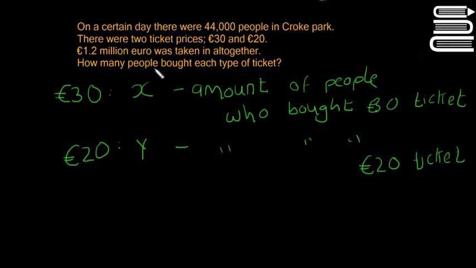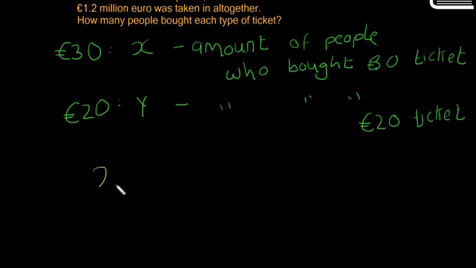two types of tickets, I'm going to do this in yellow. Our first equation is that x plus y is equal to 44,000, okay? Because everyone who bought a ticket had to have bought either a €30 ticket or a €20 ticket, and everyone who bought a ticket was at the game, so they have to add up to 44,000. So that's equation number 1, okay?